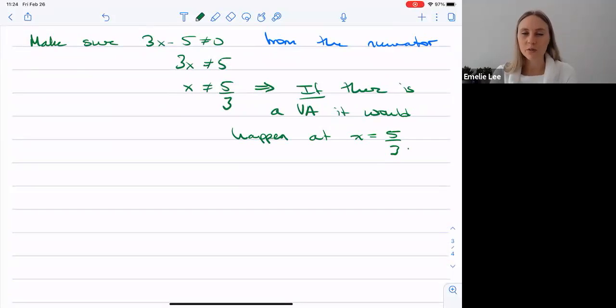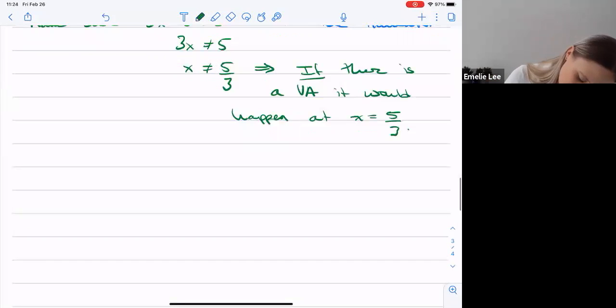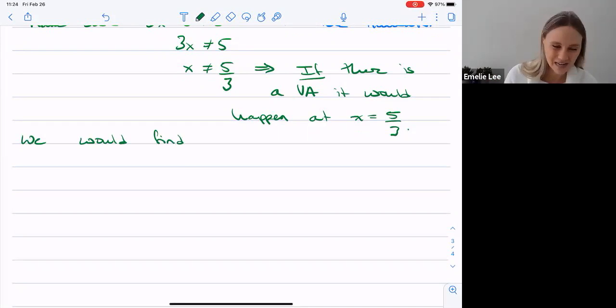So then what do you have to do? You have to take the limit as x is going to 5 over 3 from the left, and then take the limit as x is going to 5 over 3 from the right. I know the direction because I have it here. So I'm just going to give it to you, we're not going to do it. Like I said, bigger fish to fry.